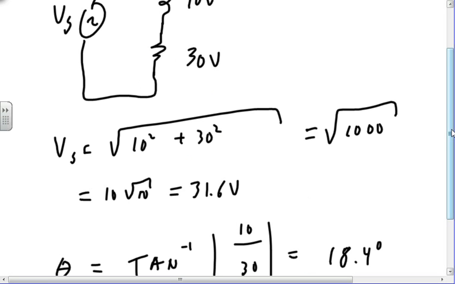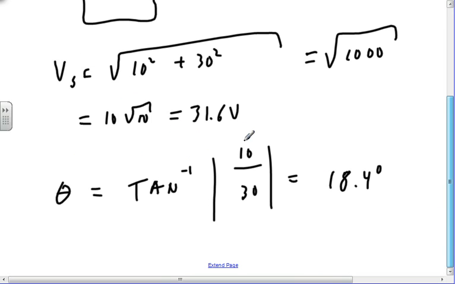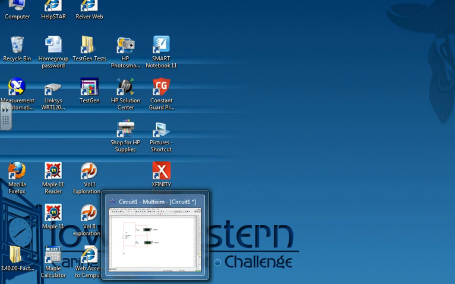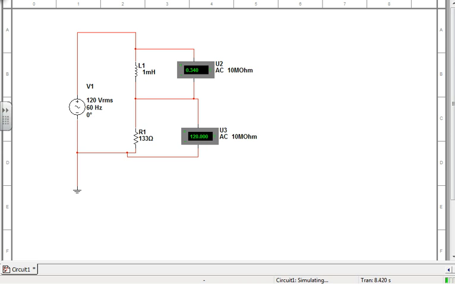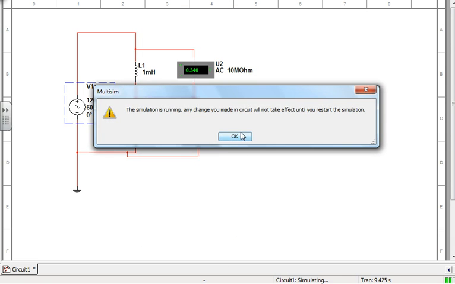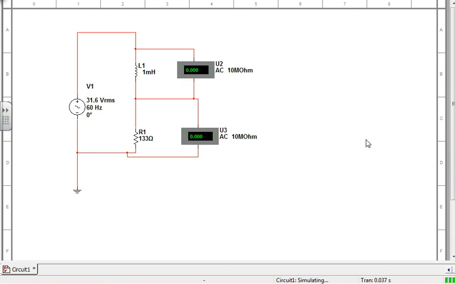What did we say the voltage was going to be? 31.6. Yeah. All right. But is that 31.6 peak or RMS? That's RMS, because these are RMS meters saying 10 and 32. So we're going to make this guy 31.6. Do we know the frequency? No. We don't know the frequency. Okay, so that makes us pretty hosed, right?